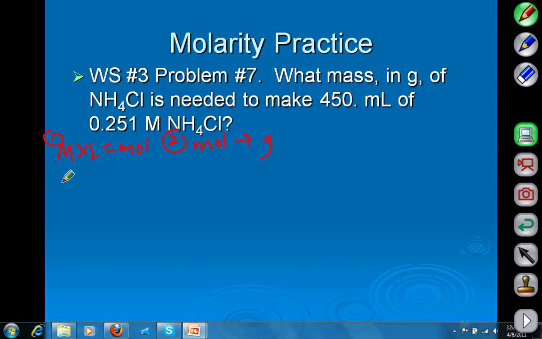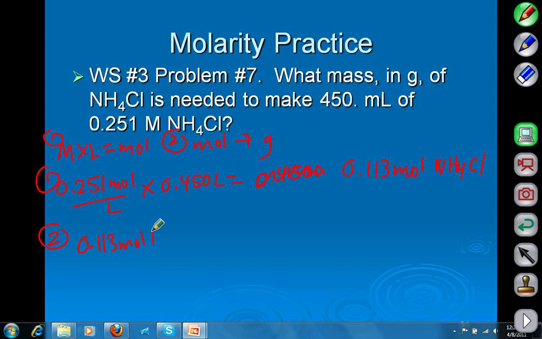And then we're going to change moles into grams. So let's do the first step. Molarity is 0.251 moles over liters times the volume, which is 0.450 liters. You have to change it into liters. And that equals 0.113 moles of NH4Cl. So that was step 1.